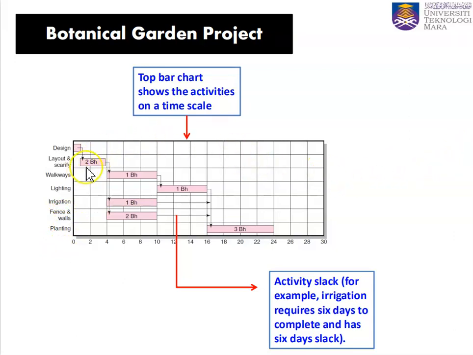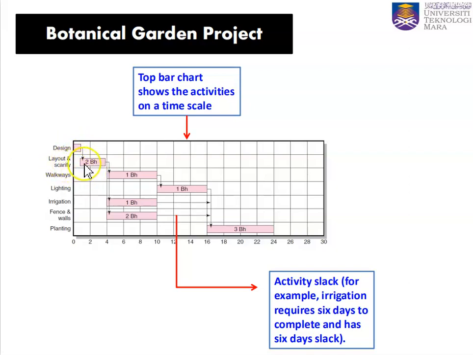We are allocated 2 backhoes. We will look into the resources, which are the backhoes used in the botanical garden project. This is a top bar chart using the activities on the time scale. We start with the design, which doesn't use backhoes and only takes 1 day. Then after the design, layout and scarify can start.